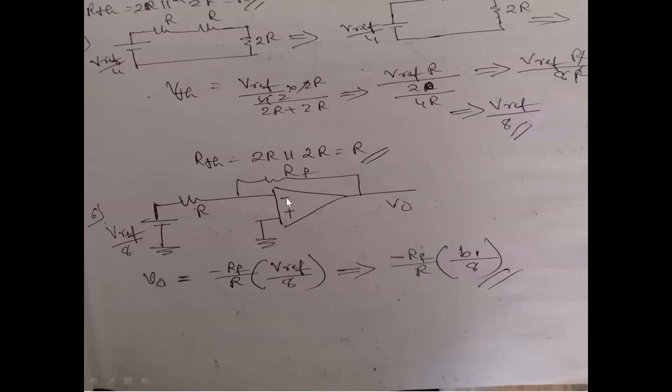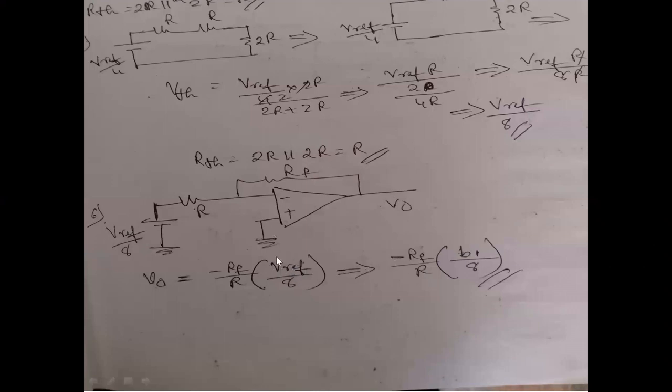So now when you simplify, the input would look like this, wherein you will have voltage source to be V reference by 8 and R in series with this to your inverting terminal of your op-amp, and RF is the feedback which would connect your output to the input, and non-inverting terminal is grounded. So this looks like an inverting amplifier. The output of the inverting amplifier is going to be minus RF by R into V reference by 8.